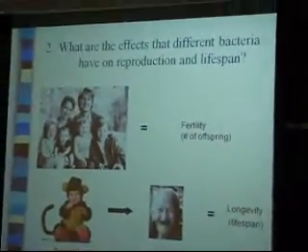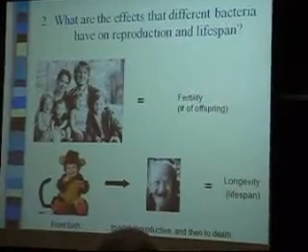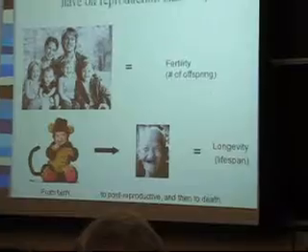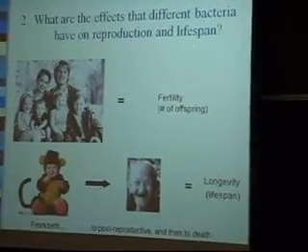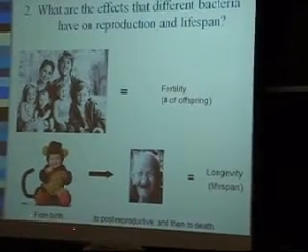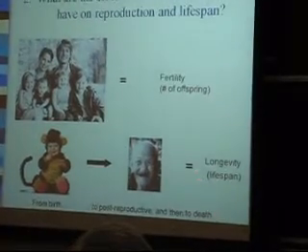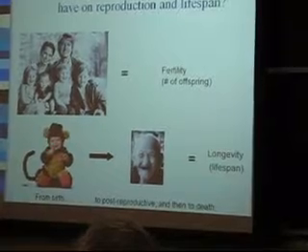So my second question was, what are the effects that different bacteria have on reproduction and lifespan? And what we wanted to do was observe and measure the fertility, or the number of offspring worms can produce on these different bacteria, and compare. And then also measure from birth to post-reproductive and then to death, or longevity, like how long they lived, and record both of those.